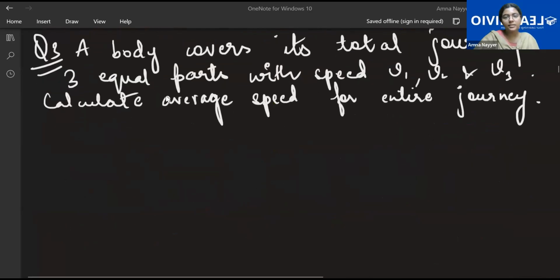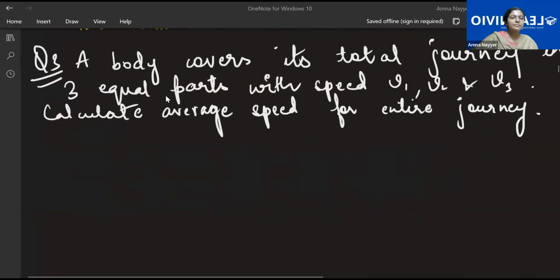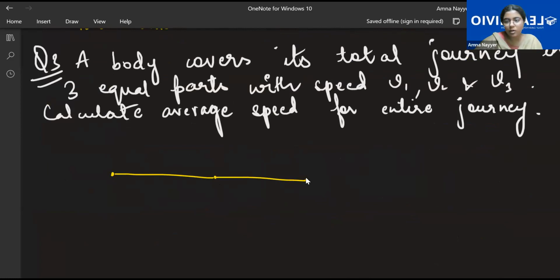Okay, look at this question. This is a very important question. A body covers its total journey in 3 equal parts. So I am doing it as the question says. Pay attention here, all of you.